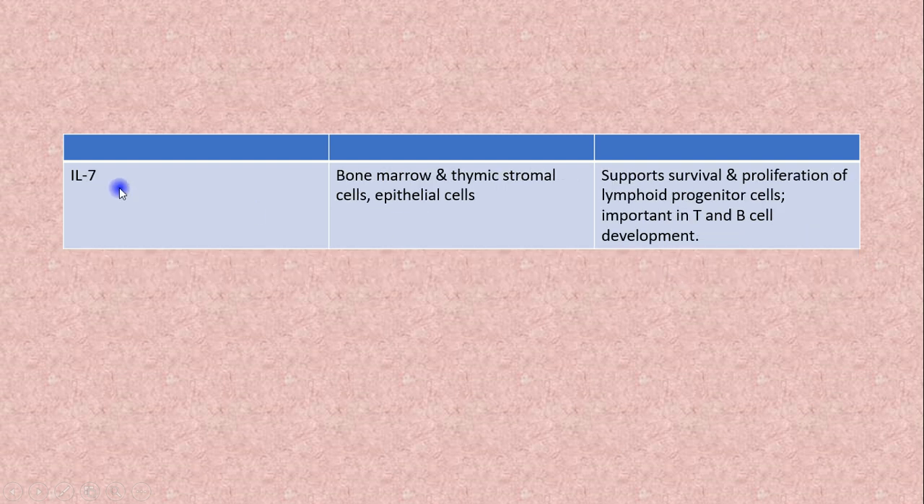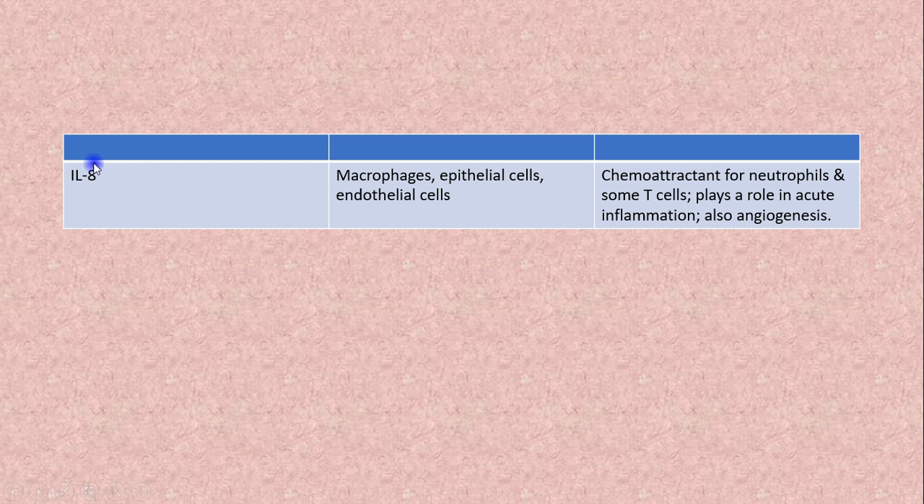We have interleukin 7, which is secreted by the bone marrow and thymic stroma cells and epithelial cells. They support survival and proliferation of lymphoid progenitor cells. They are important in T and B cell development. We have interleukin 8, which is secreted by macrophages, epithelial cells, and endothelial cells. They carry out the function of chemoattractant for neutrophils and some T cells. Plays a role in acute inflammation, also in angiogenesis.